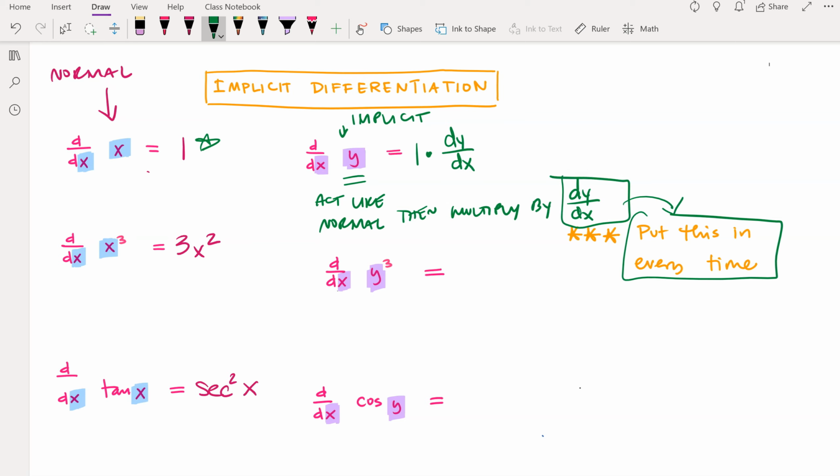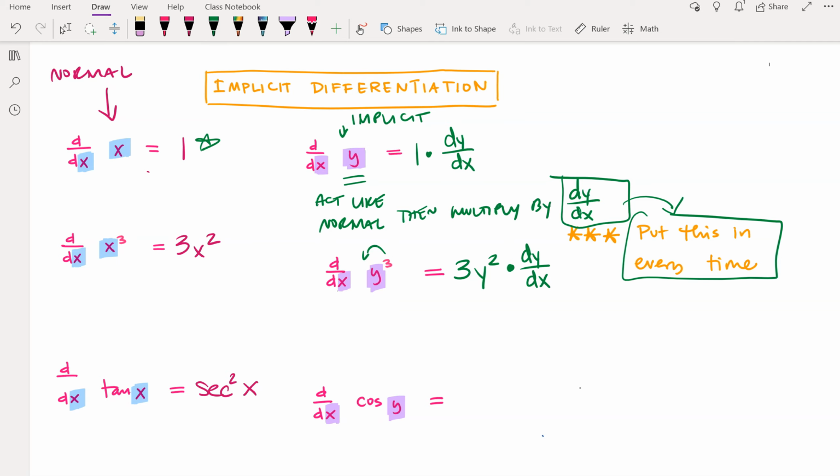So let's try the second one. Act like normal. Pretend that the y is an x. Take the derivative just as you would if it was an x. We'll take that 3, put it out in front, so we have 3y squared. That would be like a normal derivative. But because we took the derivative of y with respect to x, the variables don't match, so we have to multiply by dy/dx. It's like saying we still need to consider the derivative of y with respect to x, because we still haven't taken that derivative.